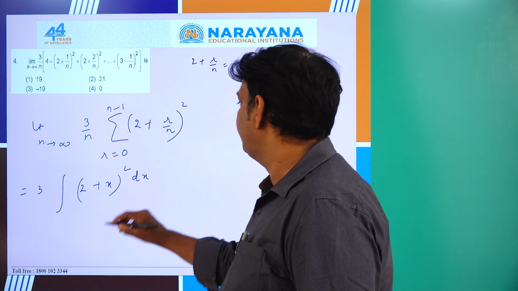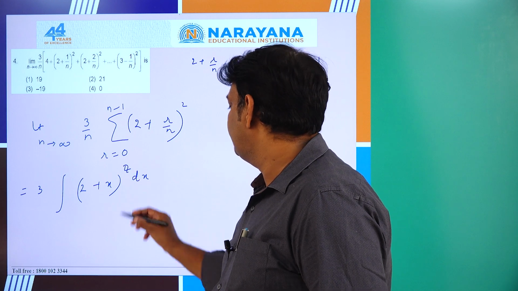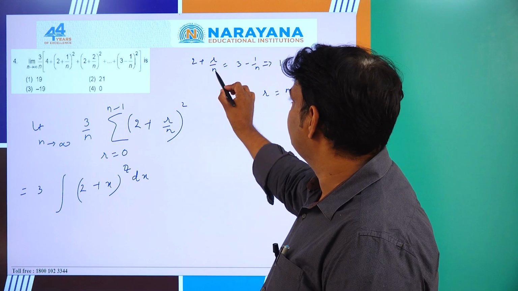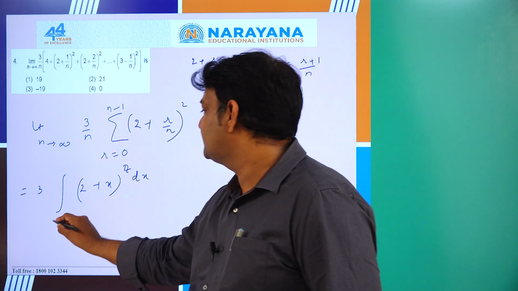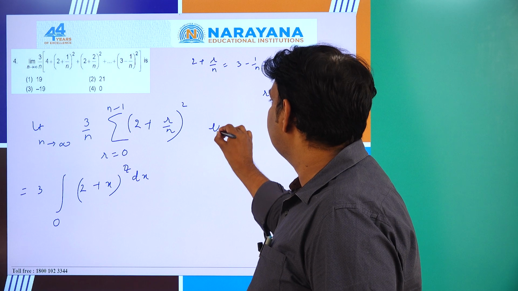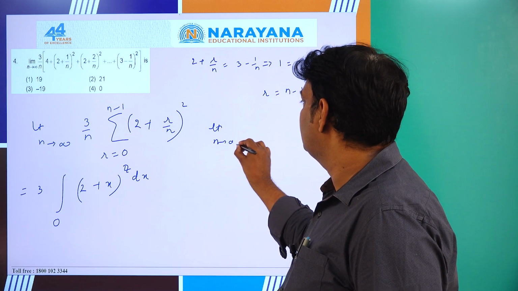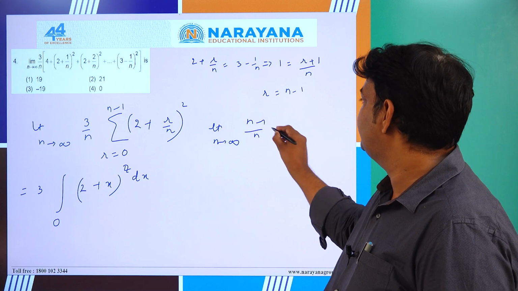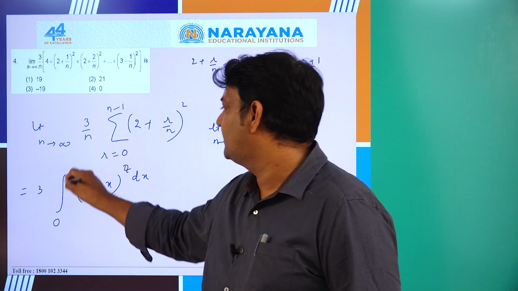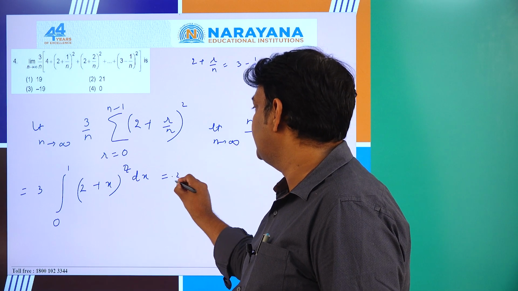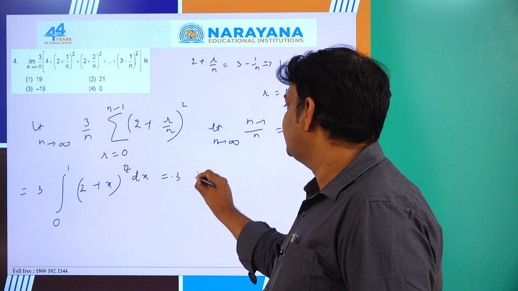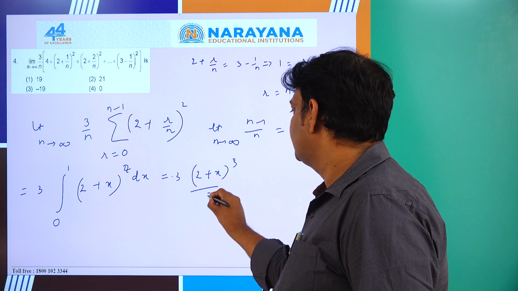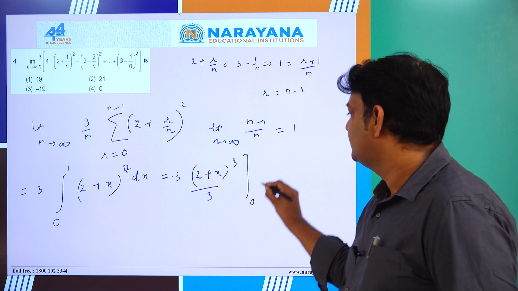Now lower limit and upper limit. Lower limit is nothing but when r is 0. What is limit n tends to infinity r by n when r is 0? Obviously 0. And what is limit n tends to infinity when r is n minus 1? N minus 1 by n as n tends to infinity. What is this limit value? 1. So this is nothing but 3 times of 2 plus x whole cube by 3 from 0 to 1.